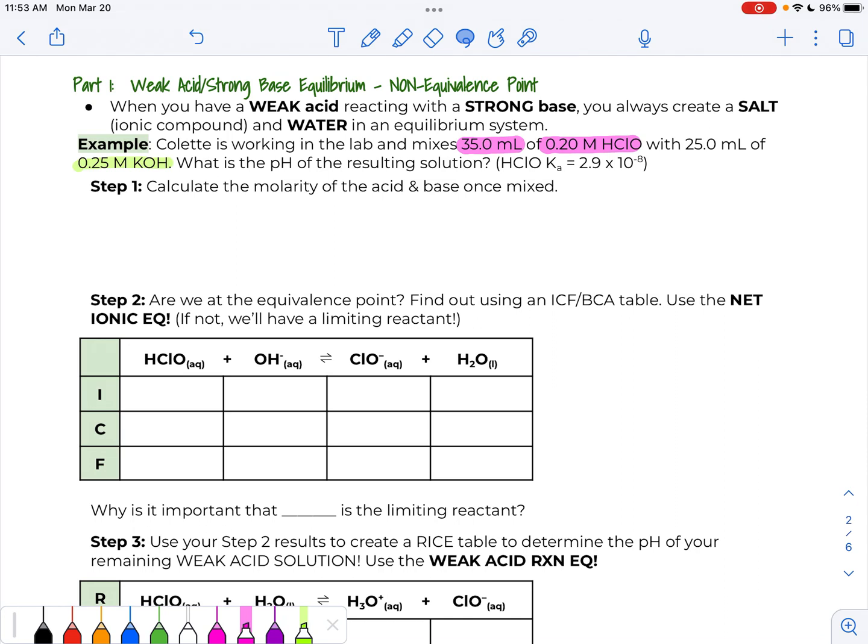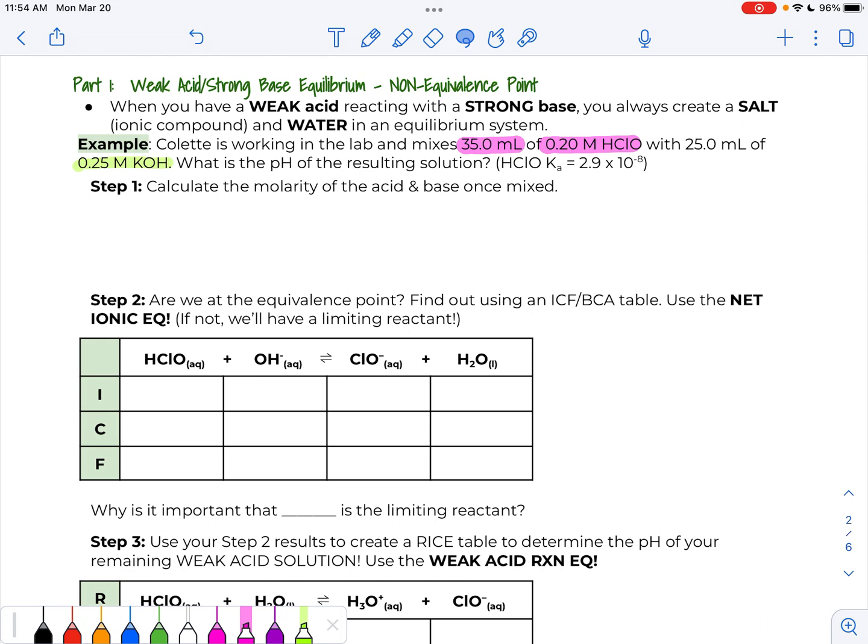So whenever you get to one of these problems, I strongly recommend that you read it through twice. What are you actually given? What is it asking you to find? So HClO is not on our list of strong acids, which means it must be a weak acid. And KOH is on our list of strong bases. So we know this is going to be a weak acid, strong base problem.